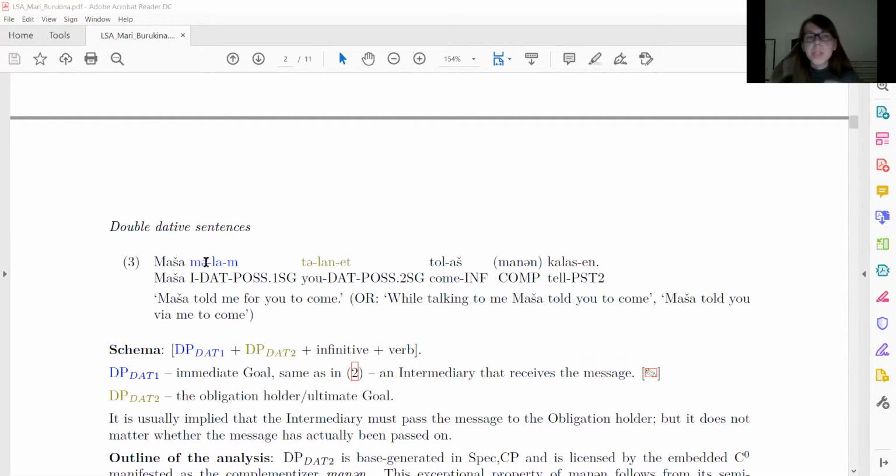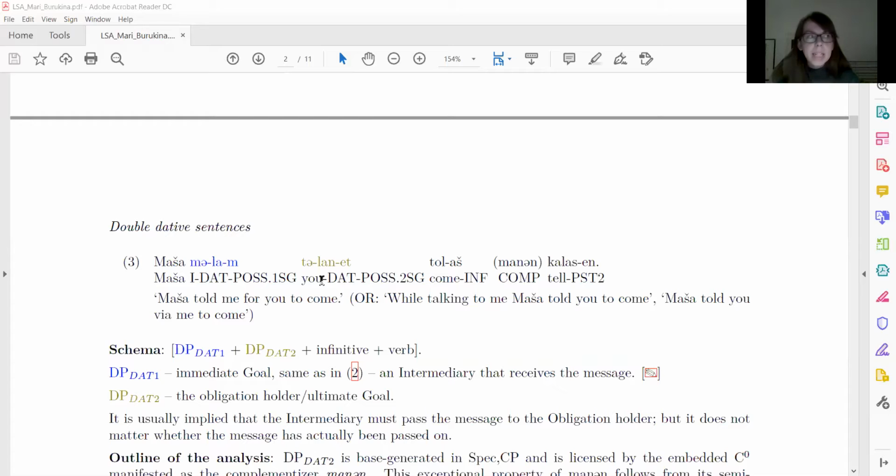This sentence can be interpreted as something like, Masha was talking to me, and she told me for you to come. The first dative DP, which I color-coded blue throughout the handout, is the immediate goal of communication, the one Masha was talking to. The second dative DP, color-coded in greenish, is interpreted as the obligation holder. It can also be interpreted as the ultimate goal of communication. I will talk about it a little bit later in more detail.